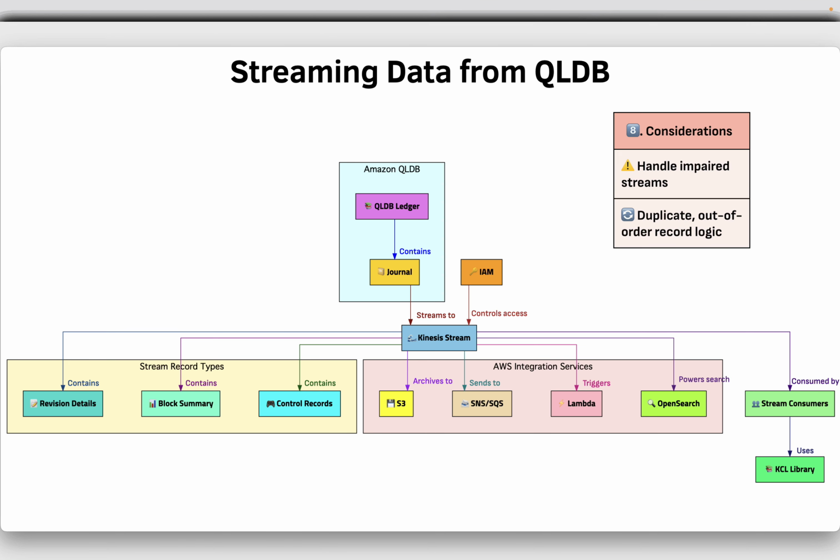When using QLDB streams, you need to be prepared for potential issues such as impaired streams and be ready to handle duplicate or out-of-order records using appropriate consumer-side logic. And that's all.